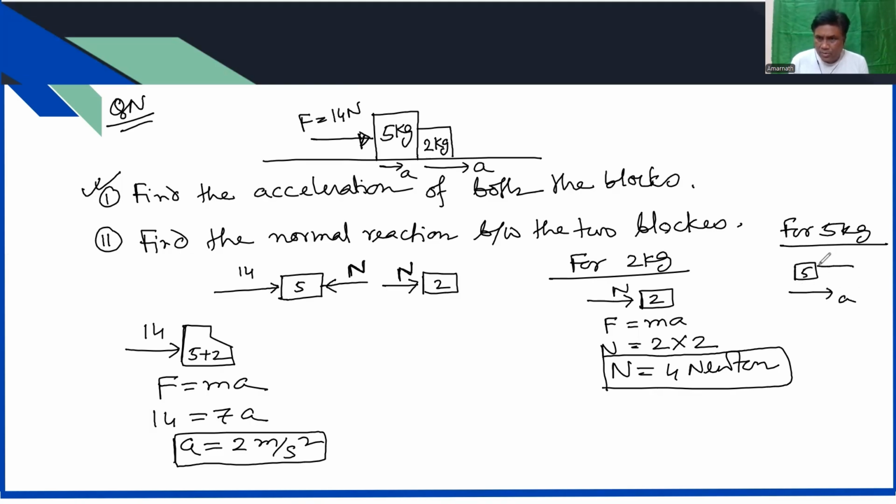Rightward, na? So now you tell me whether you are going to write 14 minus n or n minus 14. What do you think? 14 minus n, because 14 is rightward. So rightward is plus. Normal reaction is leftward, so negative. Must be equal to 5 into A.